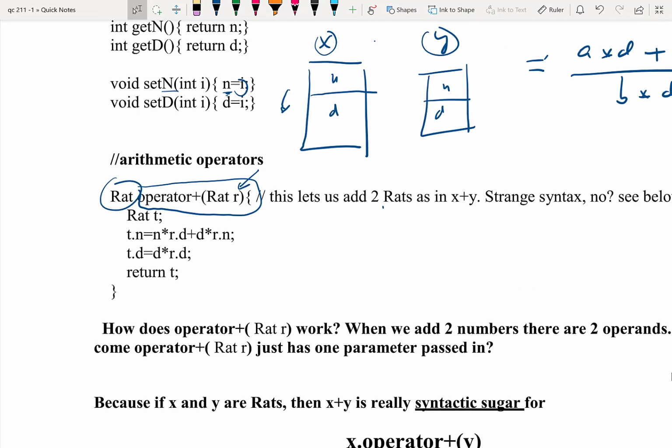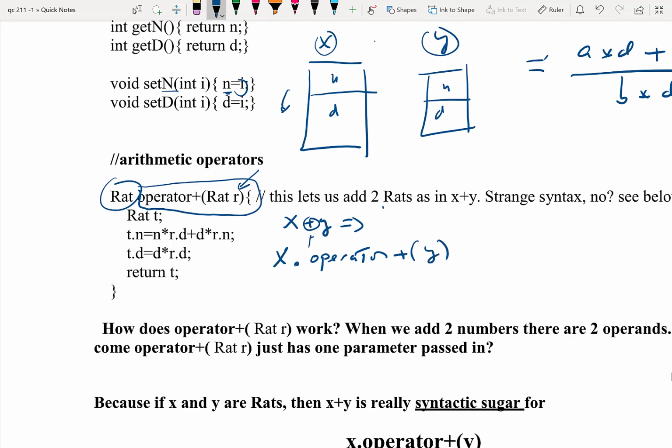When I say x plus y, what this really means is the following. X plus y is an example of what we call syntactic sugar here. What this really means in C++ is take x on the left-hand side, dot, operator plus. We can do this, but this is syntactic sugar, as we said before. X dot operator plus, and we're passing in y.